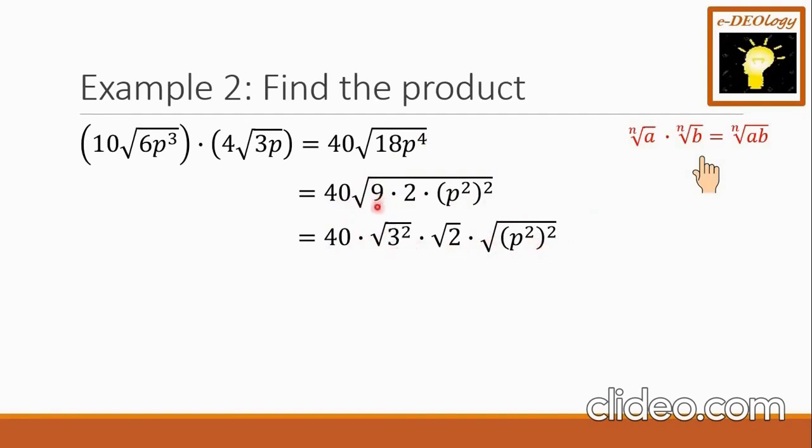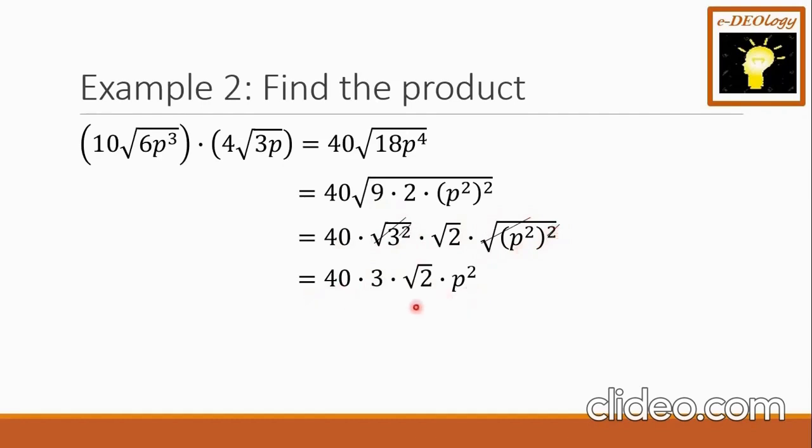The next is, we will show that 9 to be a 3 square value. And then, we are now to simplify further. I copy first the 40. On this term, I cancel the radical along with that power 2. So only the base 3 will come down. For the square root of 2, we simply copy here. For this term, we cancel the radical along with that power 2. So only the base p squared will come down here.